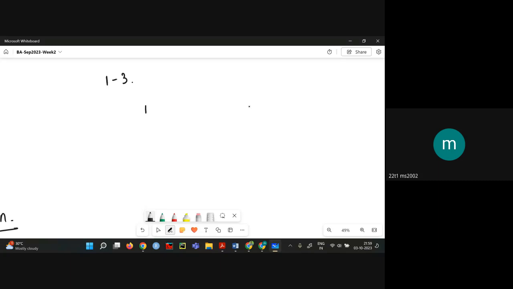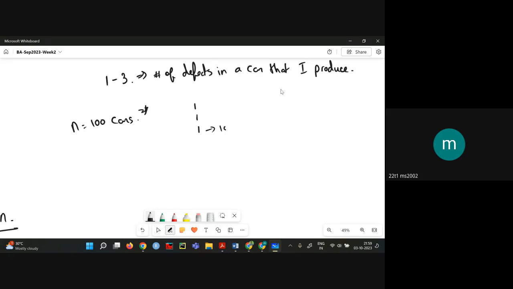So let's say I produce 100 cars. Or this could be the number of defects per car. Let's put it like that: number of defects in a car that I produce. That is going to be between 1 to 3. Now I produce 100 cars. In that 100, I find a sample that looks like 1, 1, 1. Let's say 1 is coming 10 times, then 2 is coming 20 times, then 3 is coming 30 times, for example.